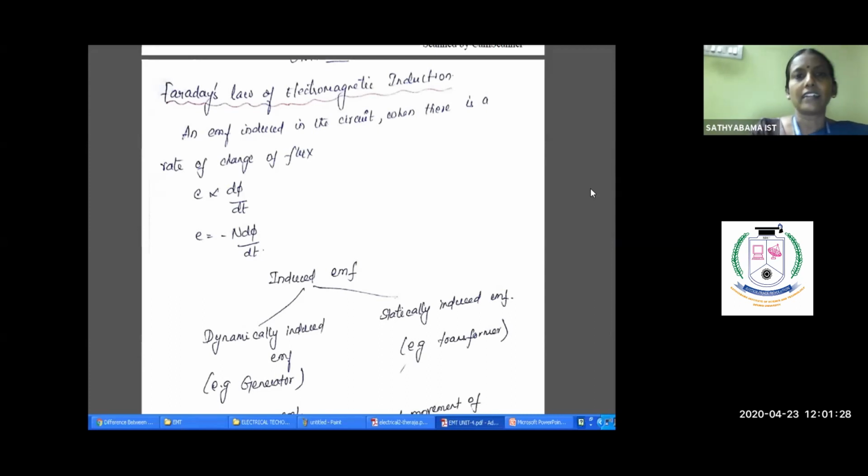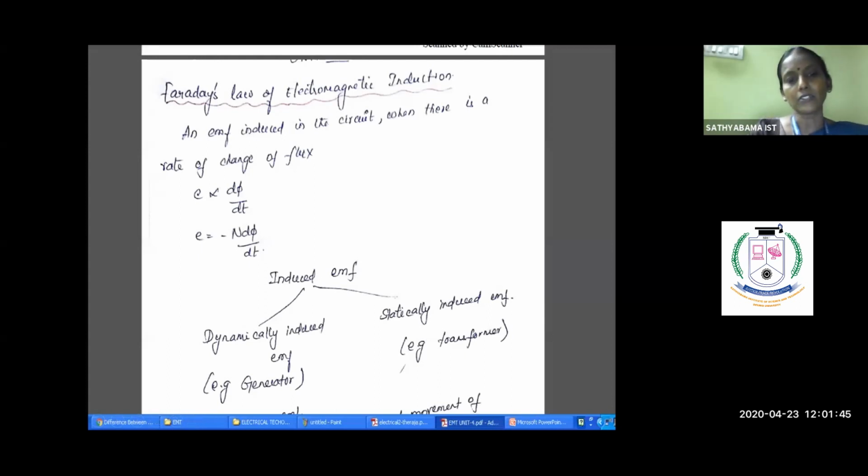So coming to your Faraday's law of electromagnetic induction. You all know that whenever there is a change of flux, a voltage is induced in the circuit. So we have two types of induced EMF here. One is dynamically induced EMF, and another one is statically induced EMF.